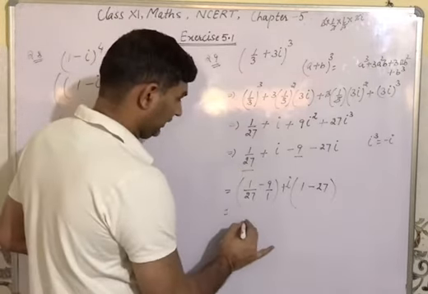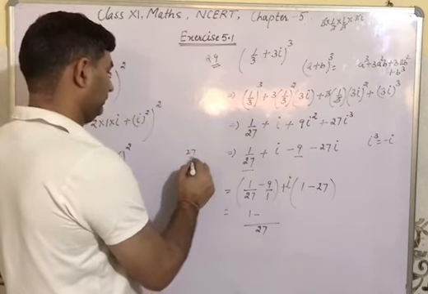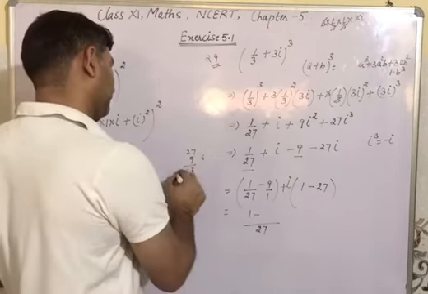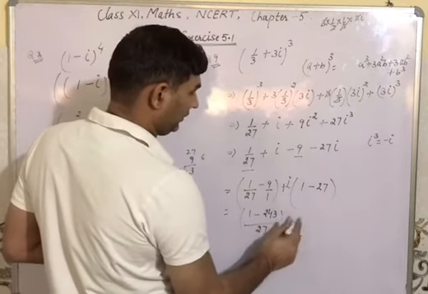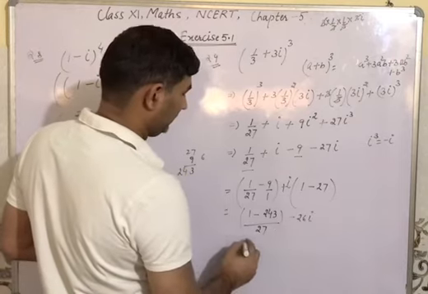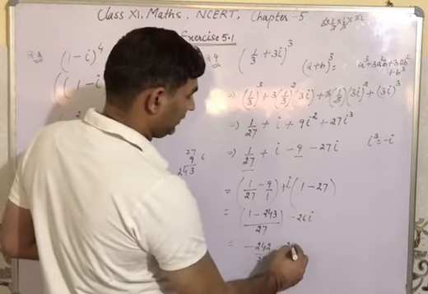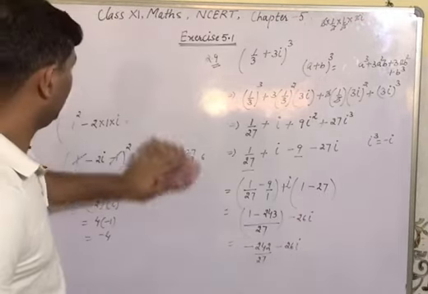Taking LCM, and LCM is 27. This is 1 minus 27 into 9, 243, plus, sorry, minus 26 iota, and we can write this as minus 242 upon 27 minus 26 iota, which is the form of A plus iota B. And then A is minus 242 upon 27 and B is minus 26. And now question number 10.